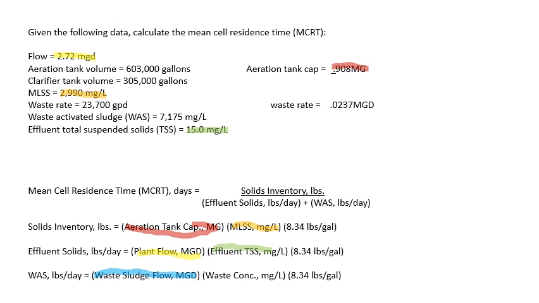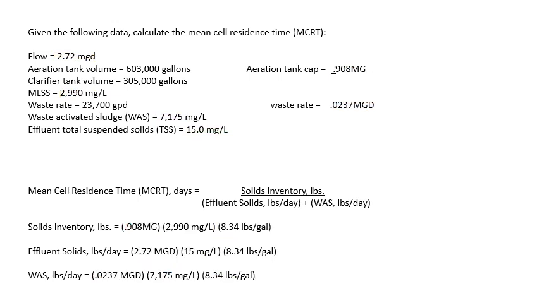That's another one that we had to do the conversion on to get in million gallons a day, and that was 0.0237 million gallons a day. And finally, your waste concentration, your WAS, is 7,175 milligrams per liter times, again, the standard of 8.34 pounds. We'll keep repeating, this is just three pounds formulas. That's all this is. So next slide, we're going to plug all the information in.